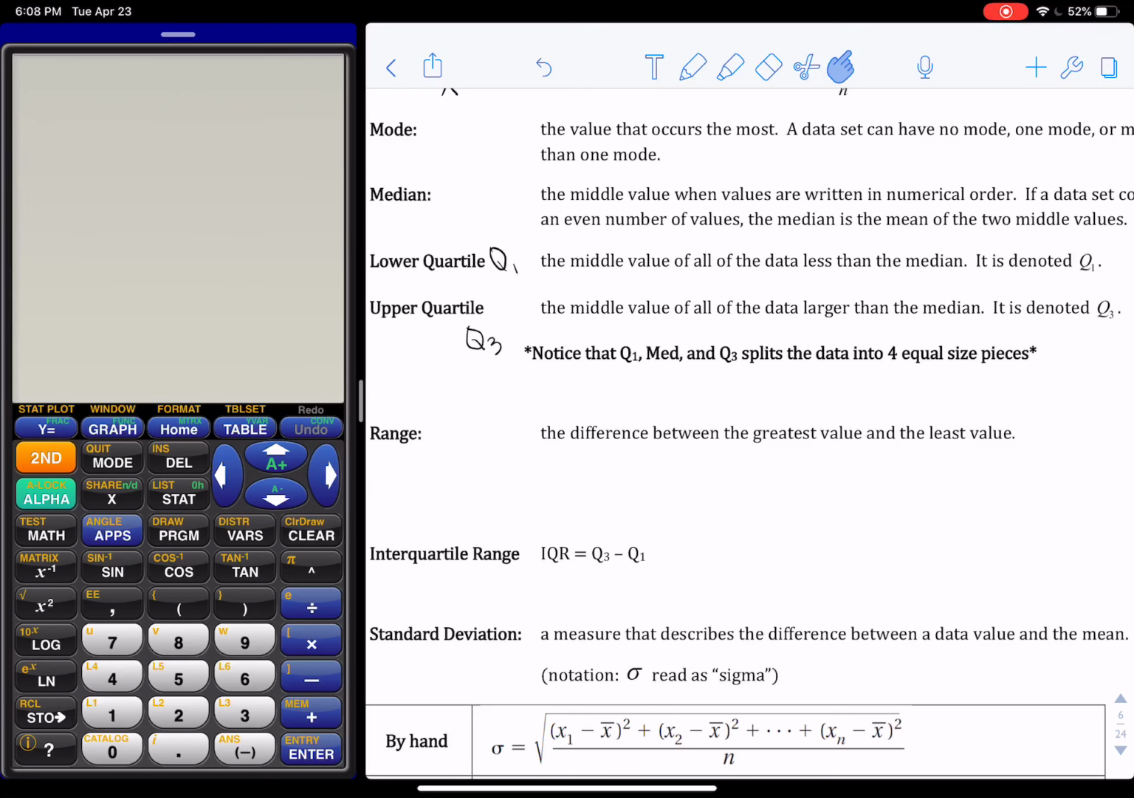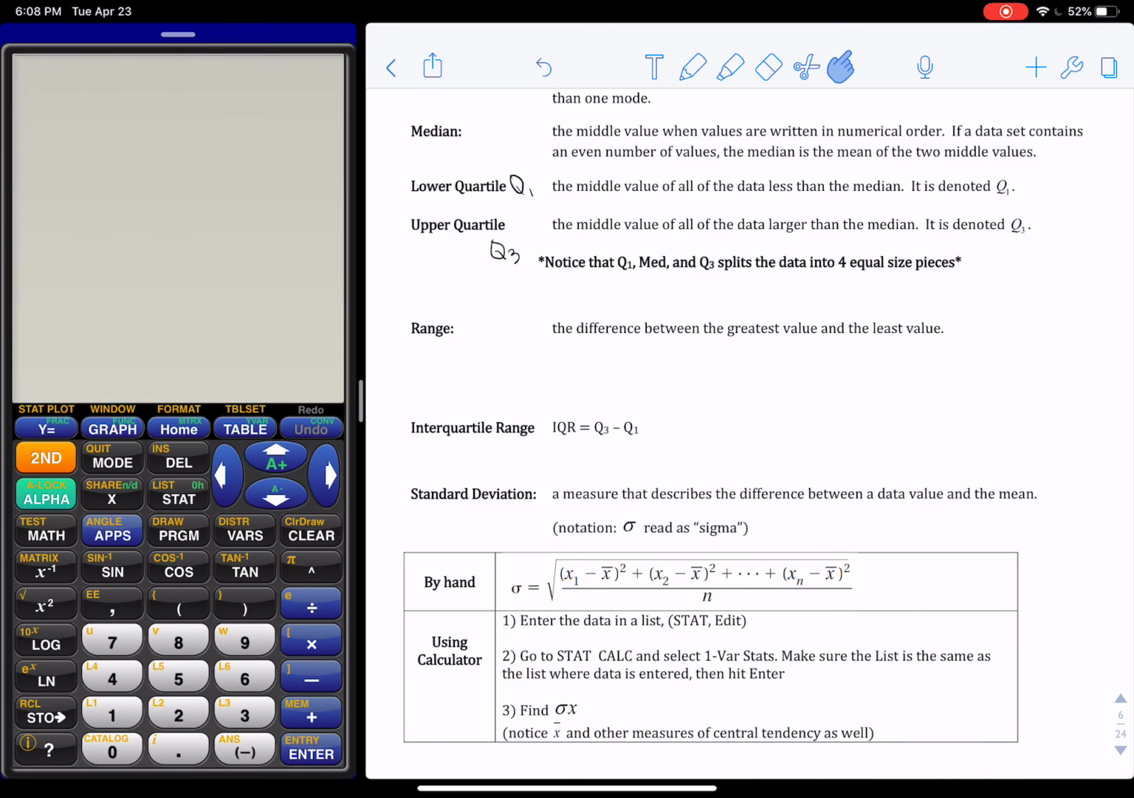The range is a word that we're familiar with too because that's the difference between the greatest value and the least value. So we can write here max minus min. Now the interquartile range, we usually say just the IQR. That's taking Q3 minus Q1, so you have to find those numbers before we can do that.